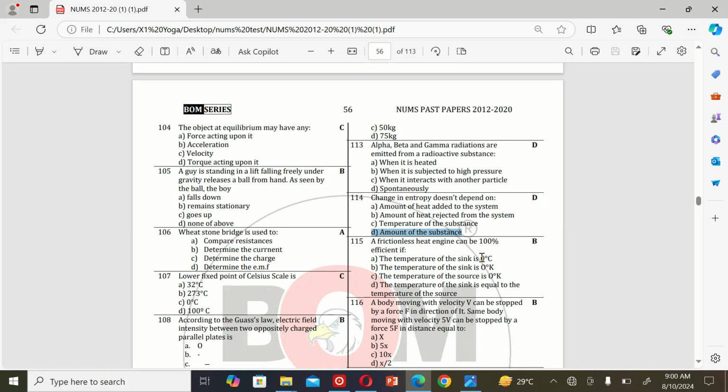The next MCQ is: a frictionless heat engine can be 100% efficient if: A, the temperature of the sink is 0 degrees C; B, the temperature of the sink is 0 Kelvin; C, the temperature of the source is 0 Kelvin; D, the temperature of the sink is equal to the temperature of the source. So the correct option is B.